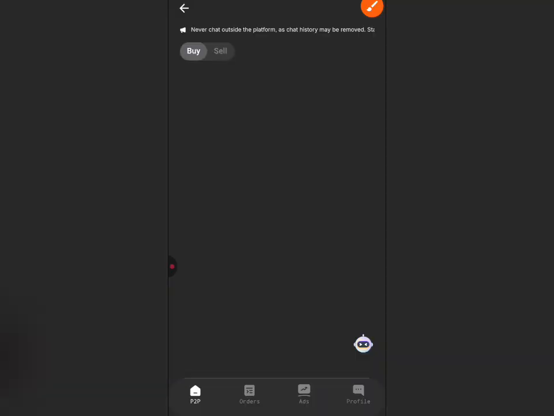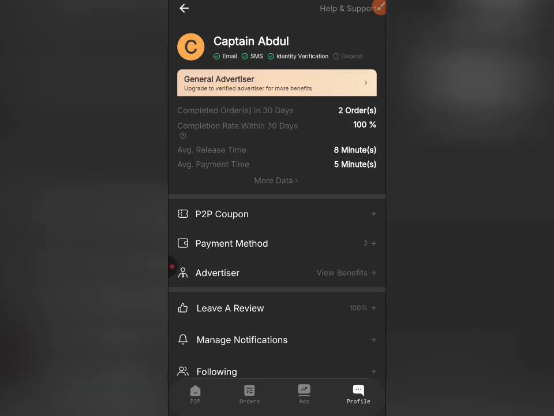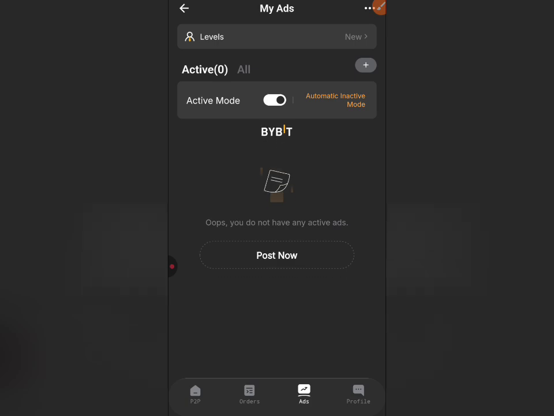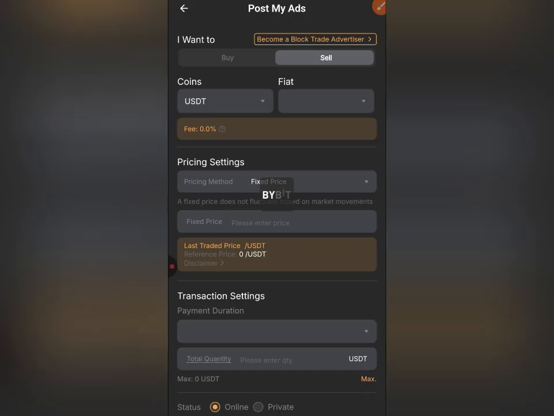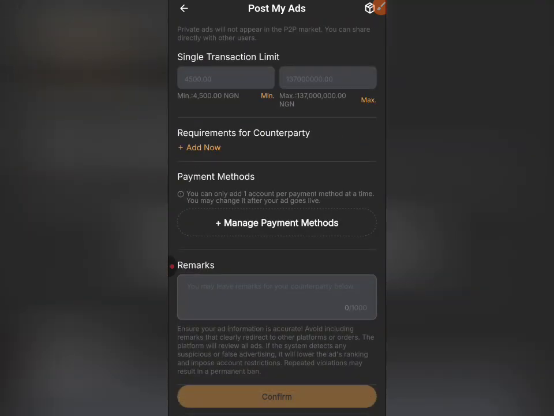So let's move ahead to our Bybit and then profile to check whether you have been flagged with this issue. Already you'll be notified that you have become a restricted advertiser whenever you try to make an order right here. So you'll be flagged whenever you come here. I think it should be around here. And also you can check it right here.